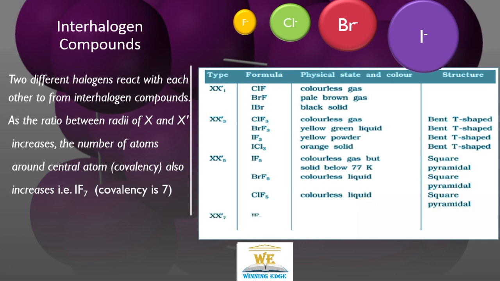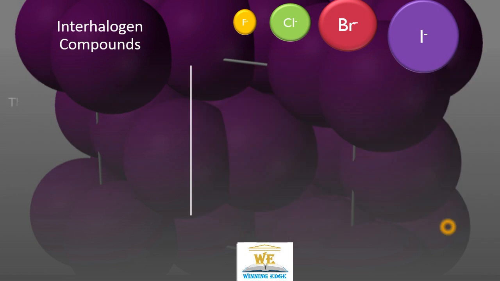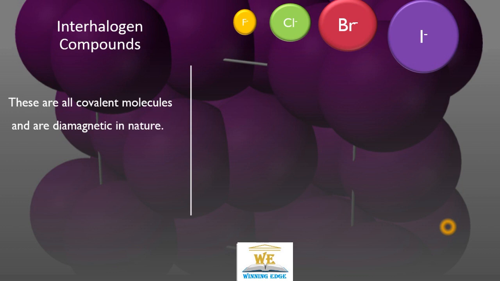Last in the category is XX'7. This compound will be IF7, the only possibility. It's a colorless gas. Pentagonal bipyramidal is its geometry. These are all covalent molecules and are diamagnetic in nature.